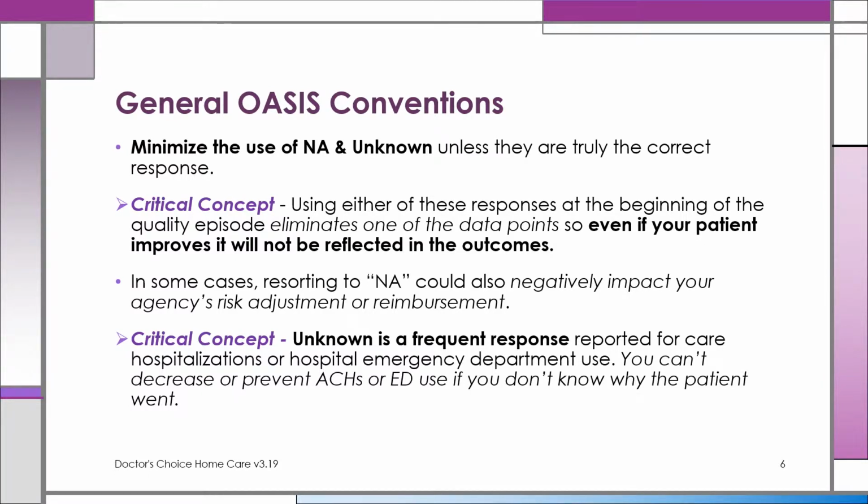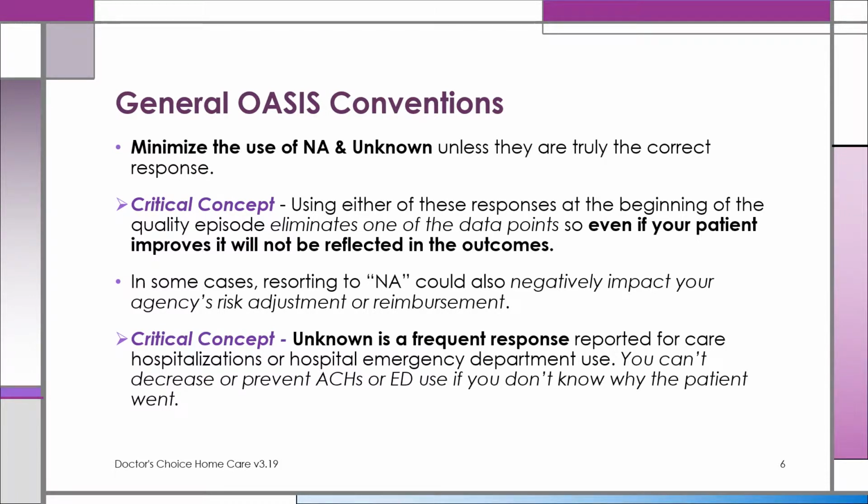We want to minimize the use of NA or unknown unless they are truly correct responses. Why? Because these answers, even though they're appropriate in some cases, eliminate data points in comparison for Home Health star ratings as well as value-based purchasing and looking at outcome measures. So it's very important that these answers are not utilized just because we didn't assess an item.